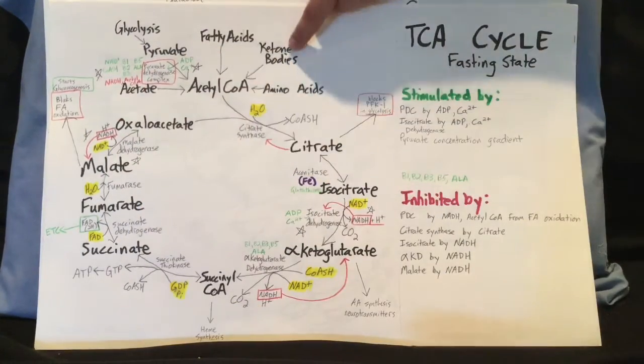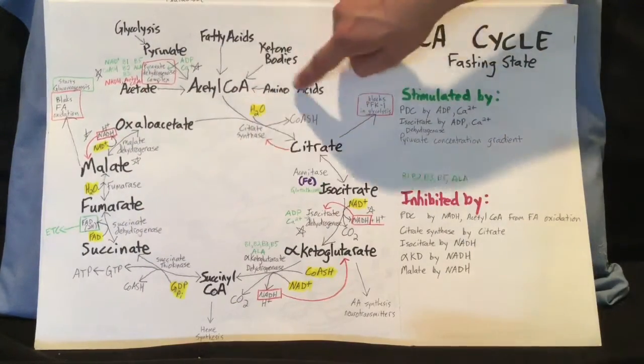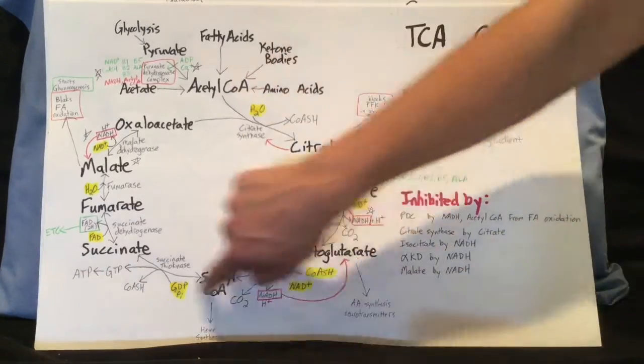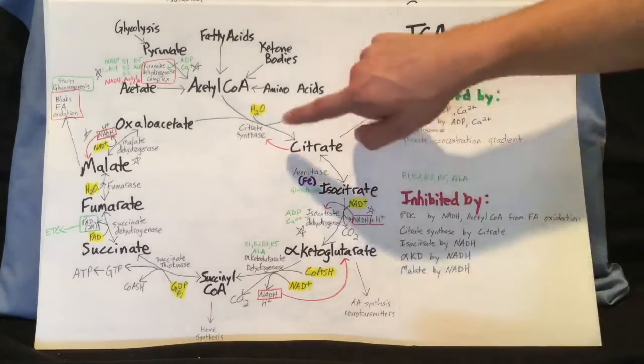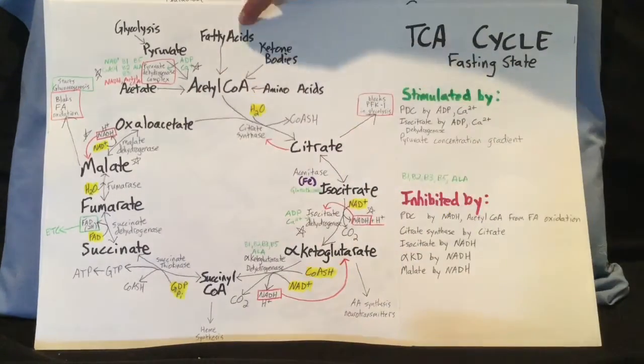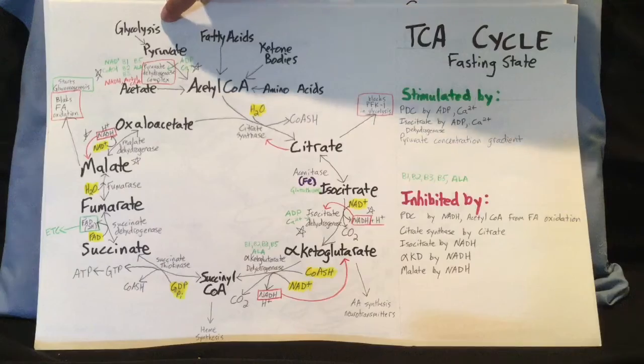So fatty acids can come in, ketones can come in, amino acids in worst case scenario can come in, become acetyl-CoA. This is all going to be happening in the fasting state, and we're not wanting inhibition to happen because we want this to keep going, again, from these other substrates, not necessarily dietary glucose.